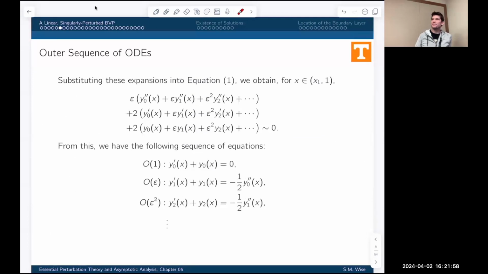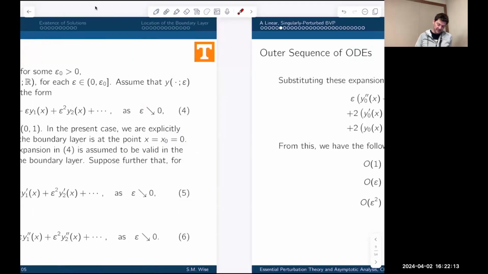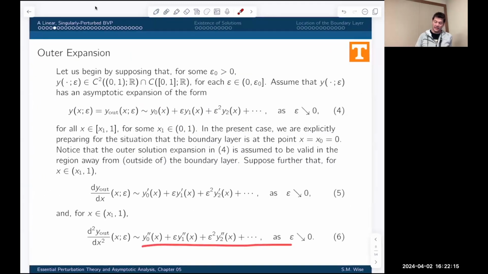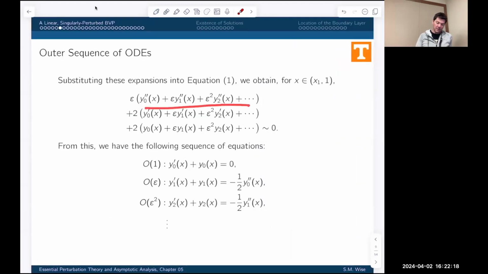Now we're going to substitute them into the equation and see what happens. So if we substitute these into the equation, we have the first term, that's just epsilon times the second derivative. For the second derivative, we just dump all of this stuff in. Likewise, for the first derivative, we're going to dump in this asymptotic power series. And for the 0th order derivative, or the function itself, we're just going to dump in the original asymptotic expansion.